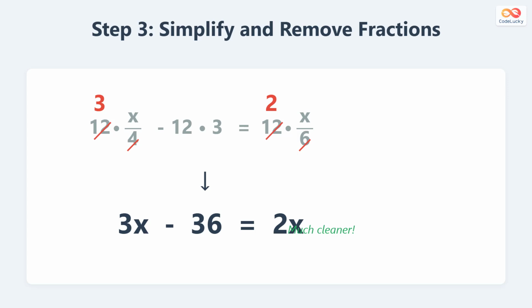Now we simplify. 12 divided by 4 is 3, leaving us with 3x in the middle. 12 times 3 is 36. And on the right, 12 divided by 6 is 2, leaving us with 2x. Look at that. The fractions are completely gone.